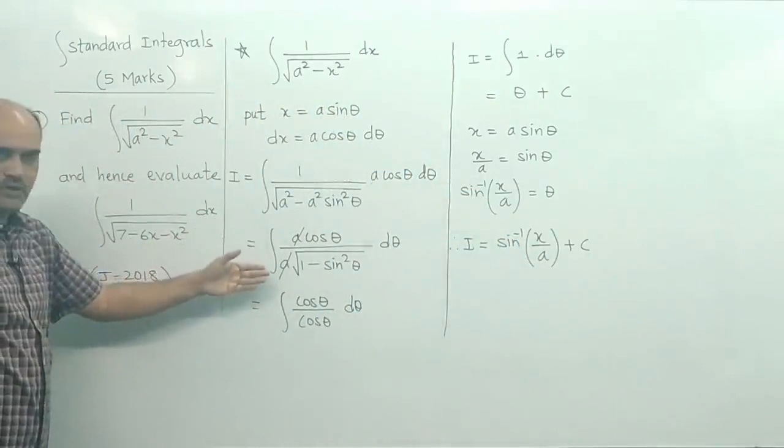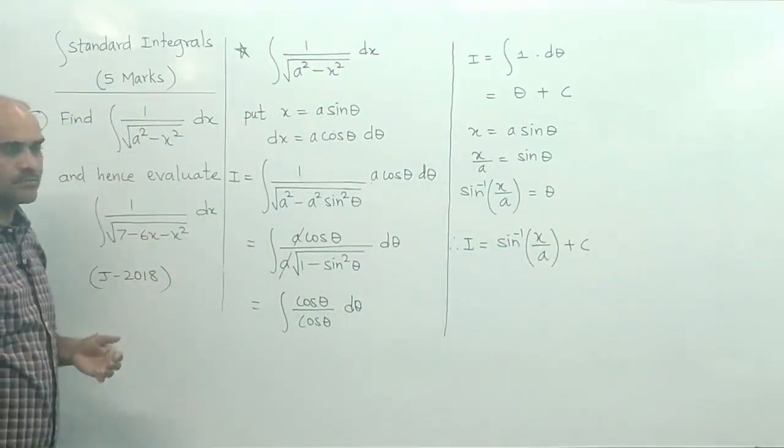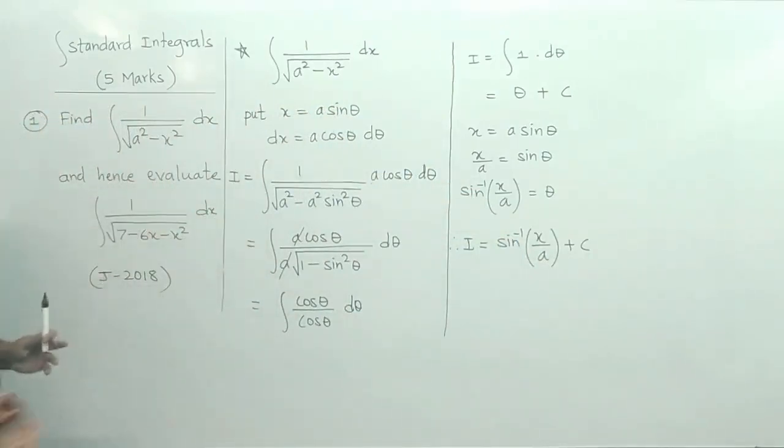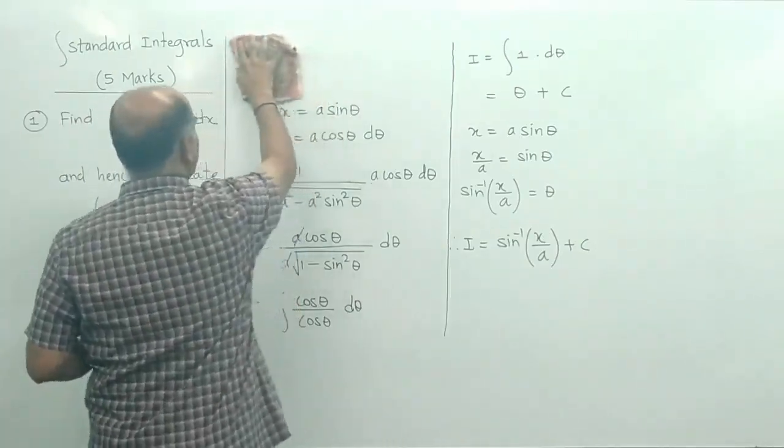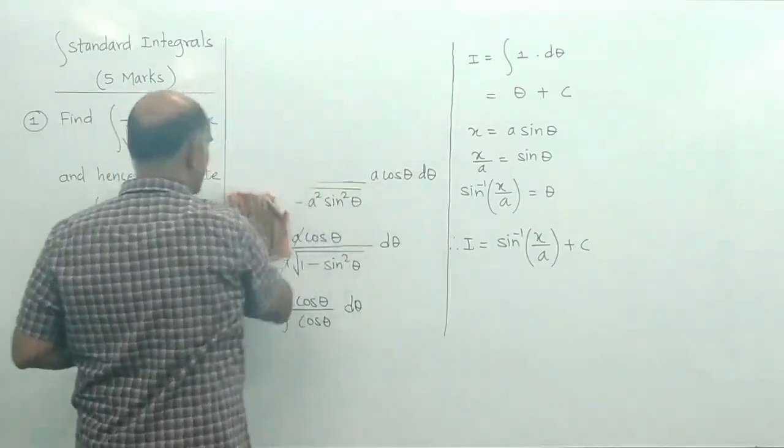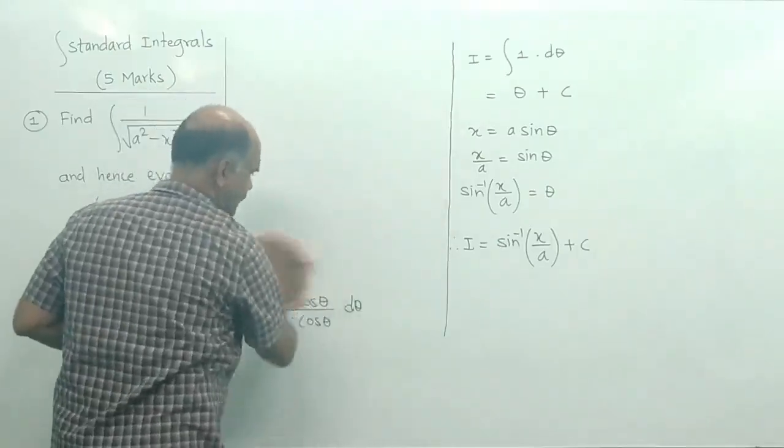So you can note down this, then we will solve the problem. In the problem, first the quadratic term you are required to convert into a perfect square.